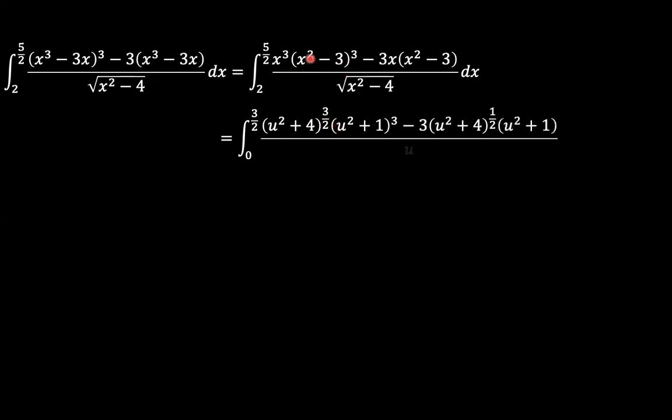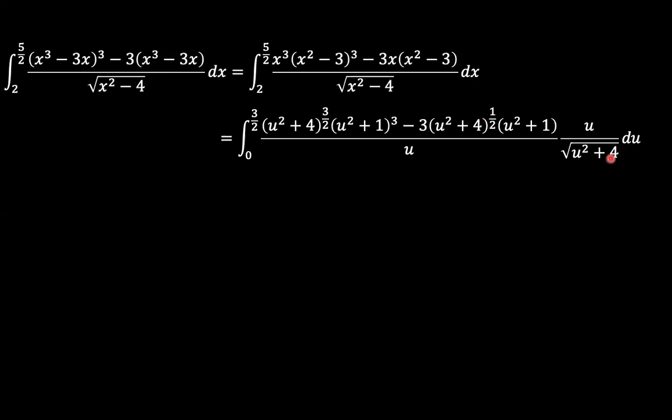And then u squared minus 3, x squared minus 3 is the same as x squared minus 4 plus 1, which is u squared plus 1. And the same thing applies on this side. And the denominator here is u, and the x is the same as u over square root of u squared plus 4 du.